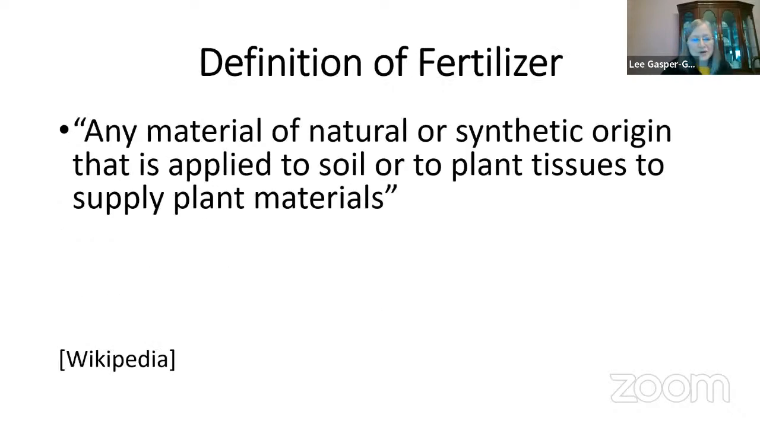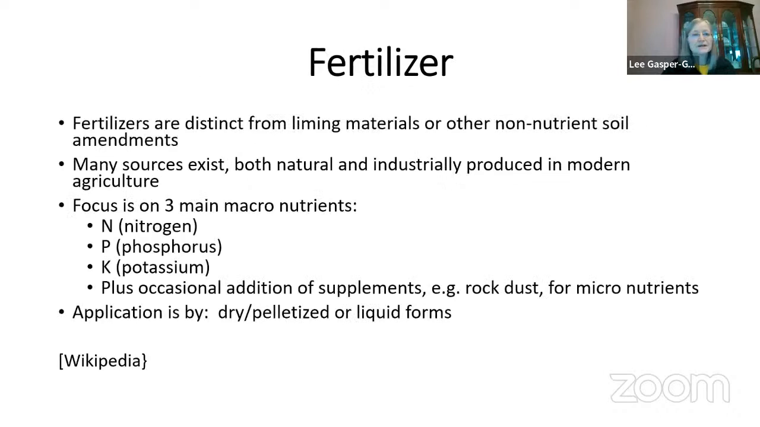Okay, so according to Wikipedia, the definition of fertilizer is any material of natural or synthetic origin that is applied to soil or to plant tissues to supply plant nutrients. So fertilizers are distinct from liming materials or other non-nutrient soil amendments. Liming materials would be something like calcium oxide, which you would use for adjusting the pH. That's not qualified as a fertilizer. A fertilizer is more like a plant food, a nutrient soil amendment.